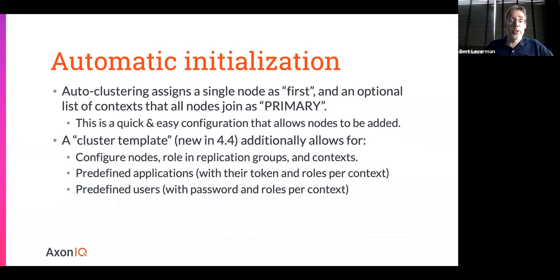New in 4.4 is that we also have a cluster template, which allows additionally to configure specific joining of nodes into replication groups and in specific contexts, and also the role there, where it will also allow you to predefine applications and predefine users. This is very useful if you have, for example, a test environment where you work out how you want to set up the cluster in production, you can use that to define the template and then use the production installation with the template to ensure that all the applications, all the client applications are immediately known and immediately have a known token and a known role.